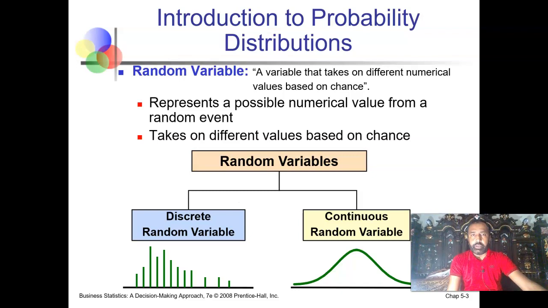A random variable is a variable which can take different numerical values based on chance. It represents any possible value which occurs as a result of a random event. A random variable can be of two types. One type is the discrete random variable, while the second type is the continuous random variable. Their graphs look like this. A discrete random variable has a frequency distribution like these bars, while a continuous random variable has a distribution like this curve.